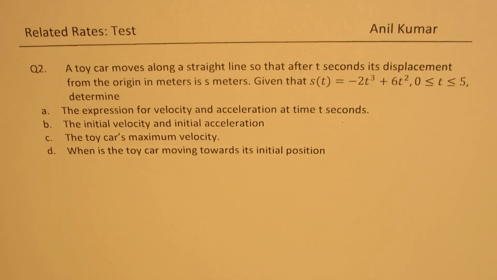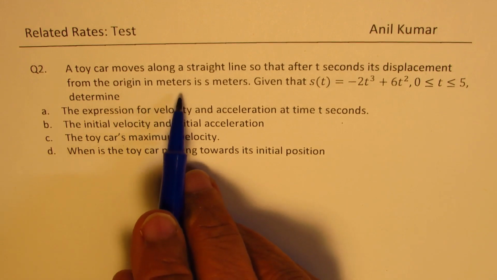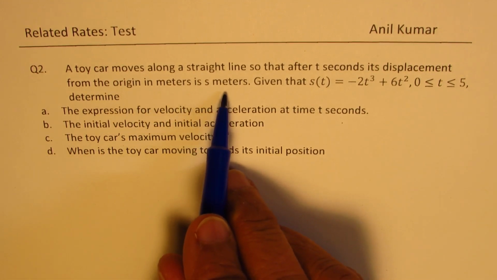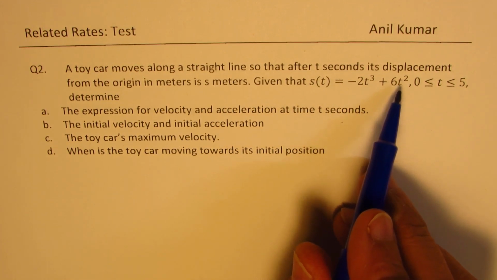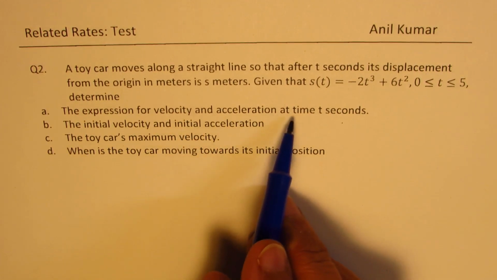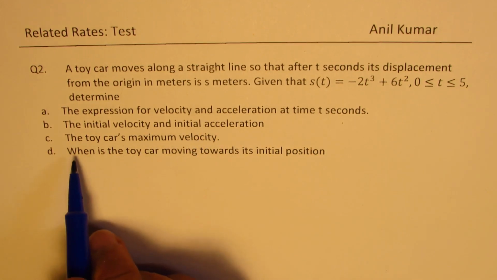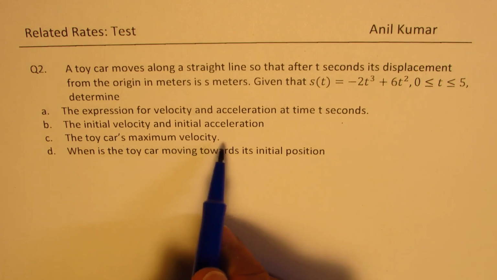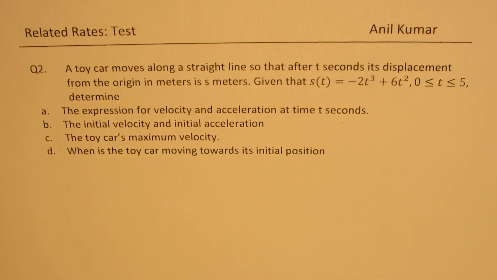A toy car moves along a straight line so that after t seconds its displacement from the origin in meters is s meters. Given that s of t is minus 2t cube plus 6t square, where t is between 0 and 5, determine: an expression for velocity and acceleration at time t; the initial velocity and initial acceleration; the toy car's maximum velocity; and when the toy car is moving towards its initial position. So in this case, what are we given?